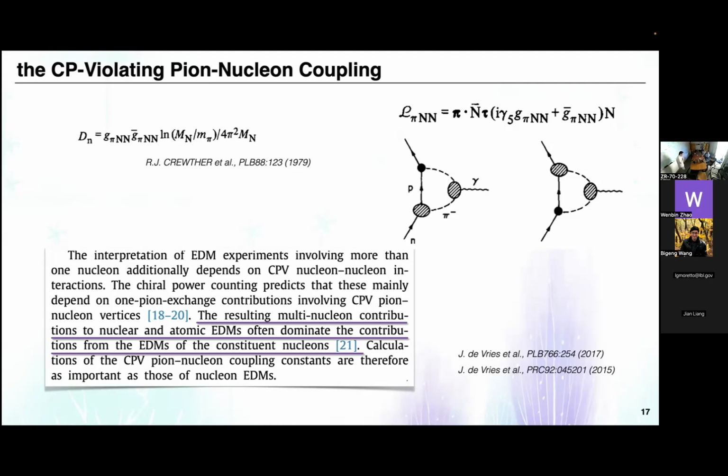And also, more importantly, when you study other systems, like when you try to calculate a nuclear or atomic EDM, in such a system this CP-Violating coupling, the ḡ_πN coupling, plays a dominating role in the nuclear or atomic EDM.